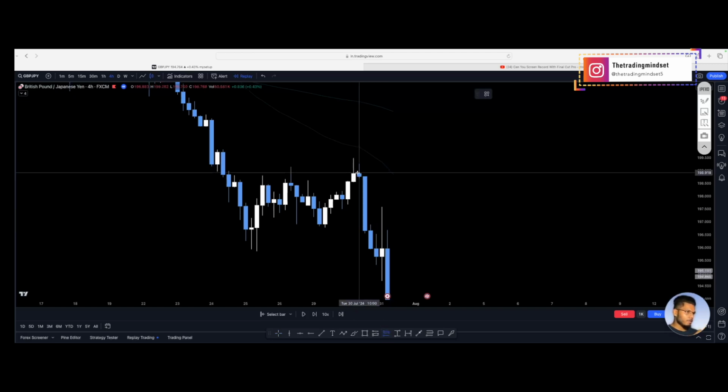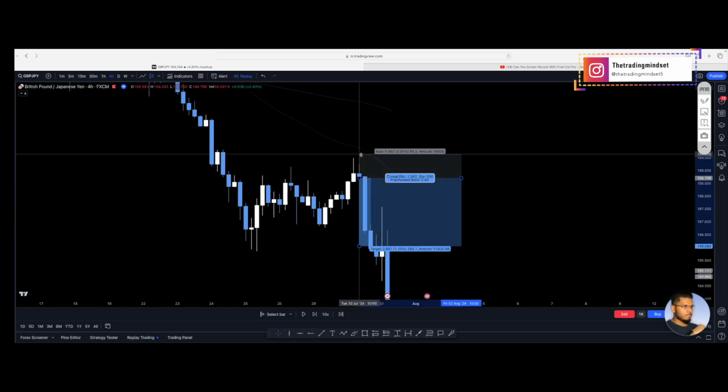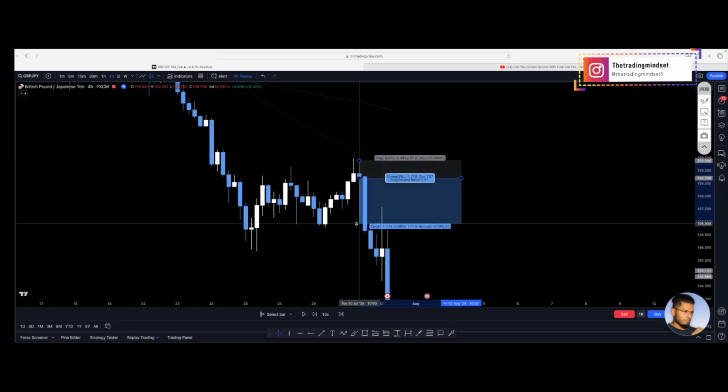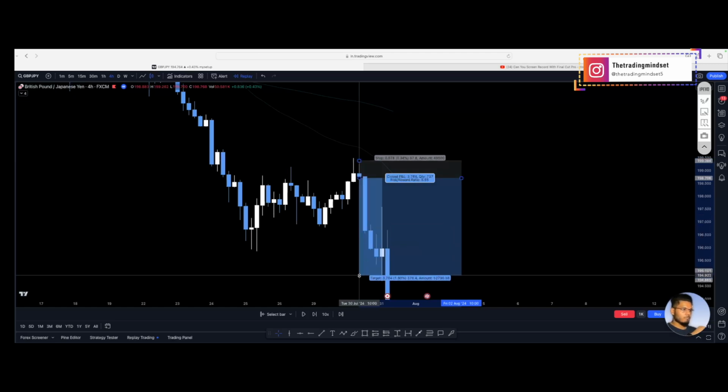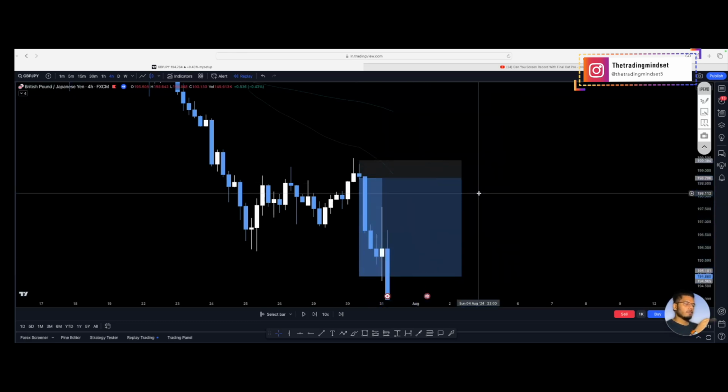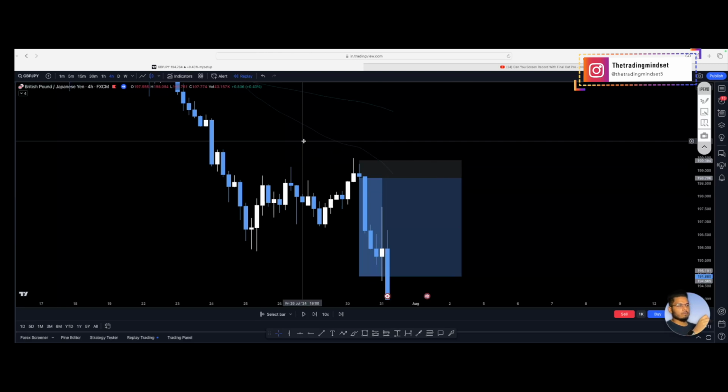You could have entered over here. You could have placed your stop loss over here, and then you could have just aimed for this low, or maybe you could have just gone for the 5 hour target. I really don't care. You can either go to 15 minutes or the 5 minutes to take your entry on the smaller time frame. It's totally up to you.